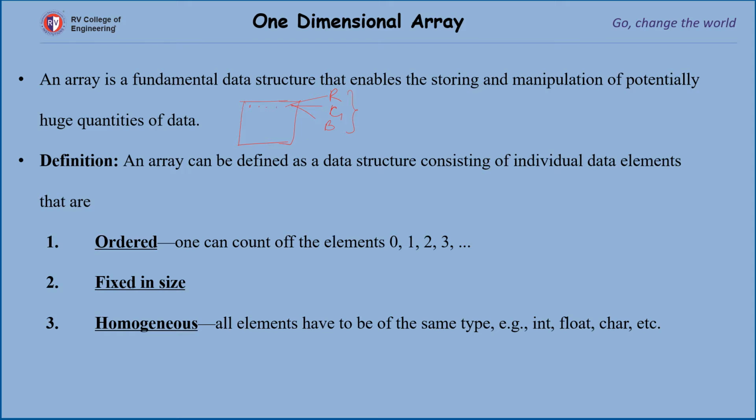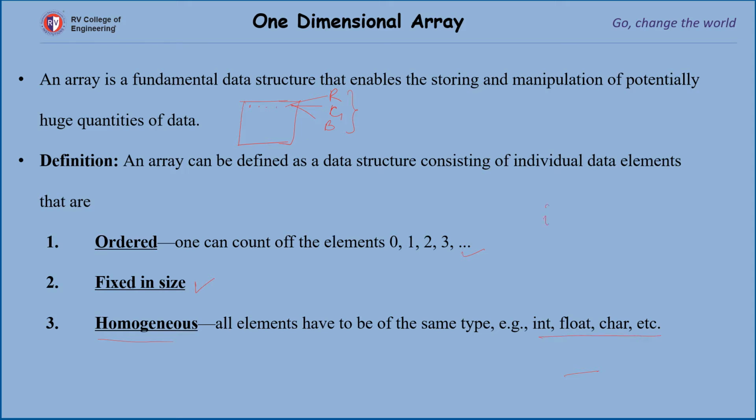You can imagine how huge a quantity of data it becomes if we are going for a larger image. So we can define an array as a data structure consisting of individual data elements which are ordered. That is, one can count off the elements like 0th element, first element, second element, third element and so on. Array is of fixed size. Most important property is the elements are homogeneous. It means all elements are made up of the same data type.